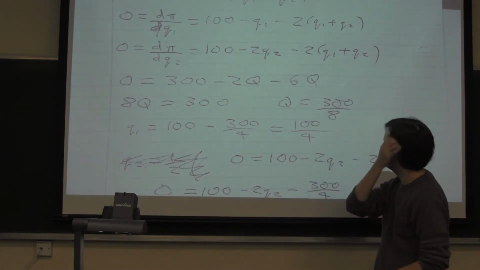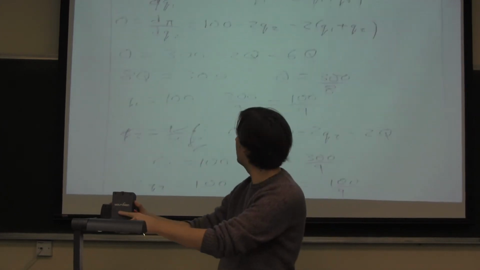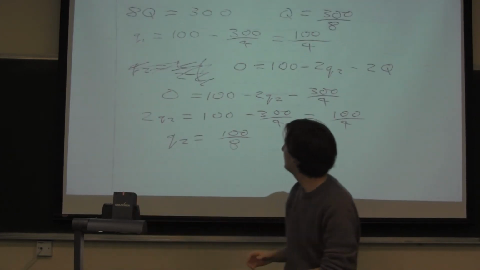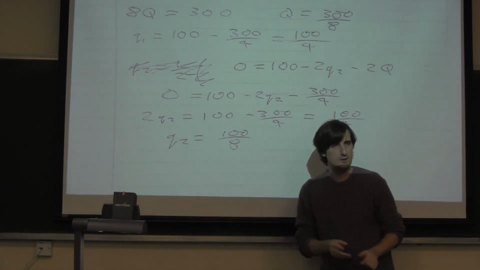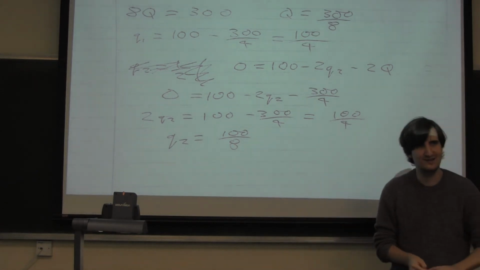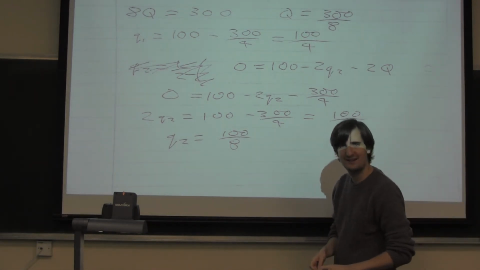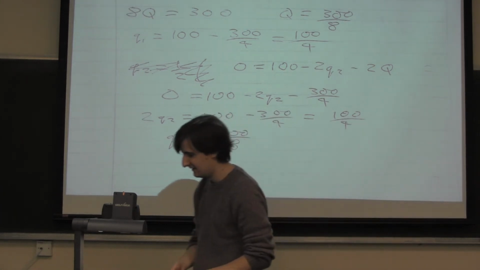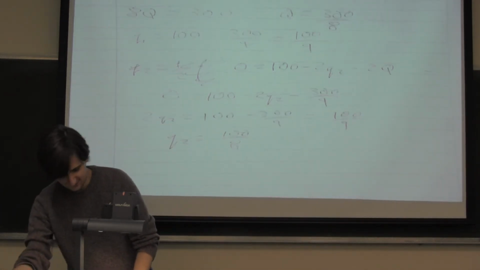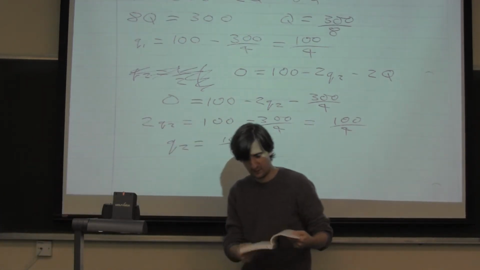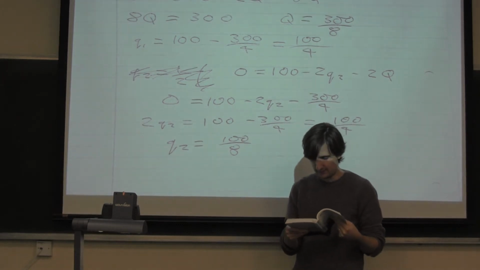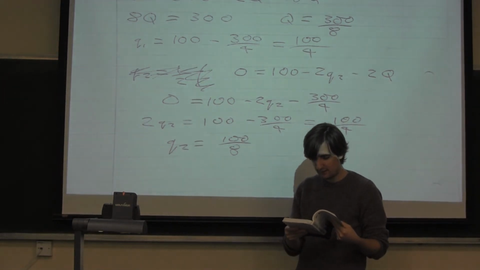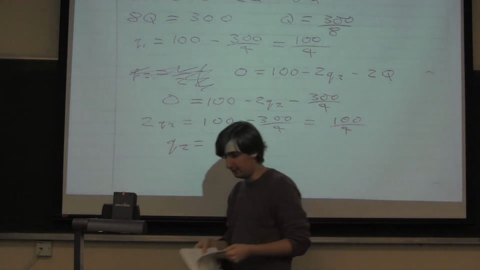Maybe you can see immediately. Are you happy now? You sure? Is everyone else happy? Yeah. So we have the two quantities. What else does it want us to do? Calculate the profit level.